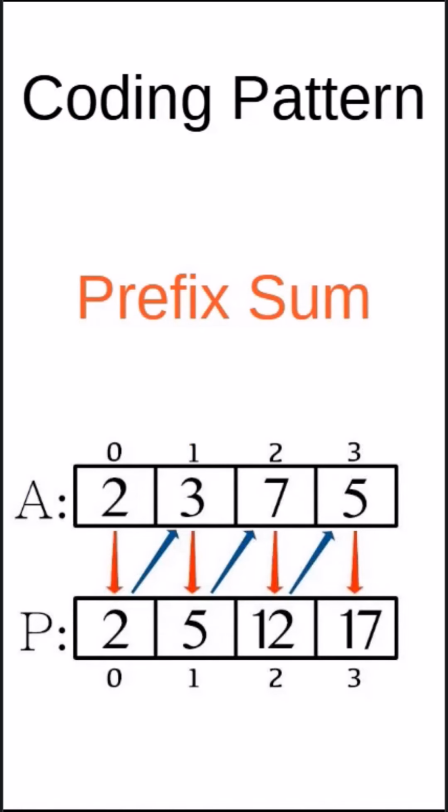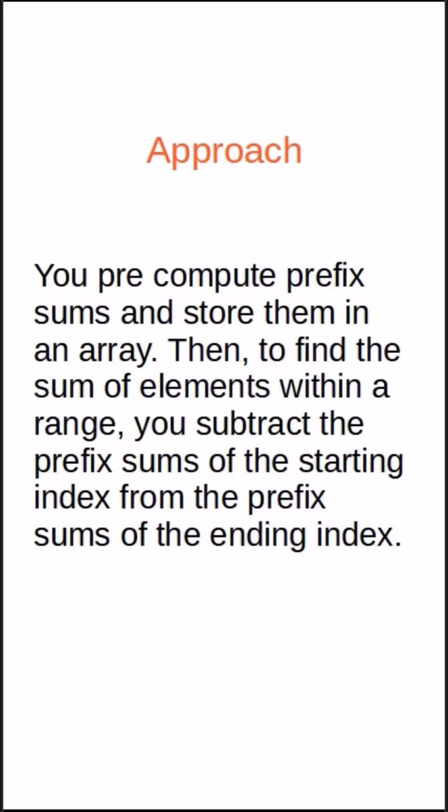Let us explore the prefix sum pattern. It is a technique used to efficiently compute cumulative sums of elements in an array. So how does it work? You pre-compute prefix sums and store them in an array. Then to find the sum of elements within a range, you subtract the prefix sum of the starting index from the prefix sum of the ending index. So let's take a look at the Java example.